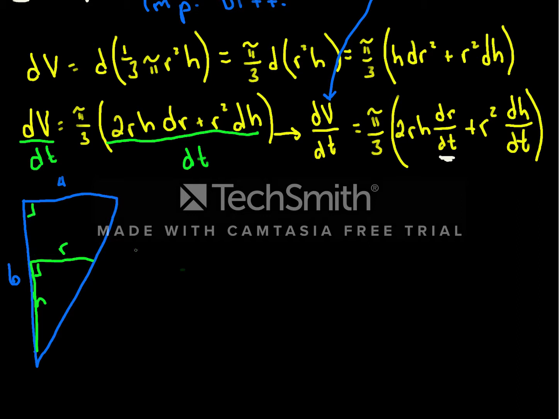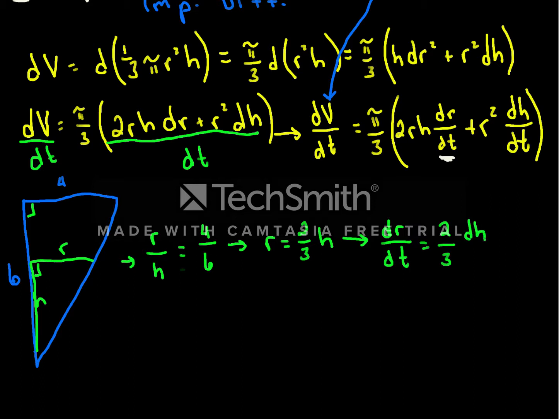So the great thing about this is that r over h, if I take that ratio, it has to be the same as the ratio of the outer triangle, 4 over 6, which tells me that r is equal to 2/3 h. So that's a relationship between r and h, and from that I can take the derivative of both sides, so dr dt is equal to 2/3 dh dt. So now the rate at which the radius changes over time is related to the rate at which the height changes over time.